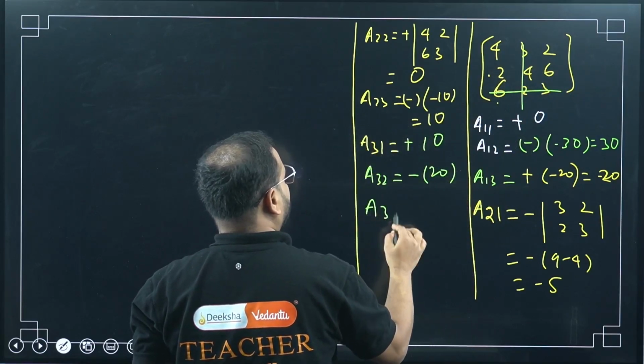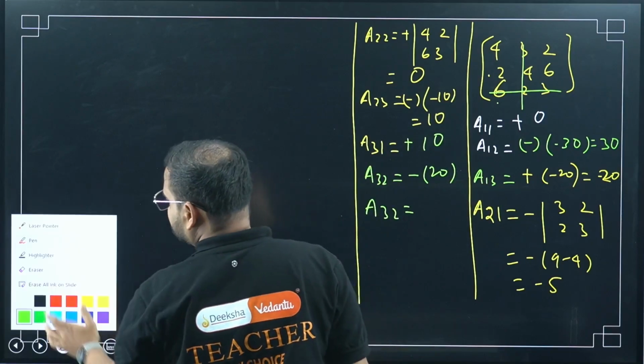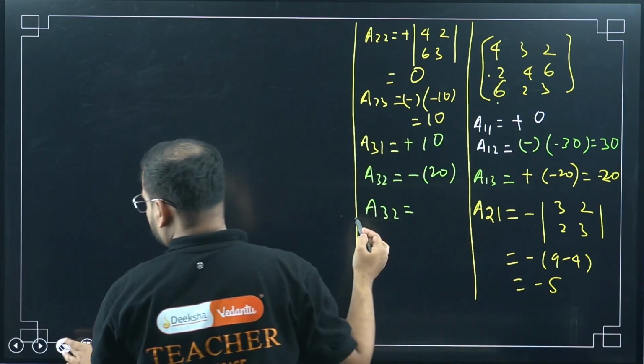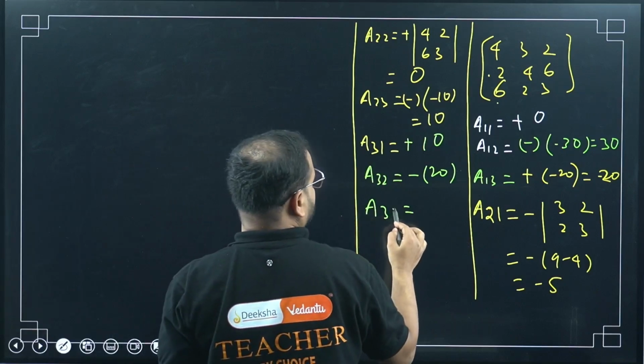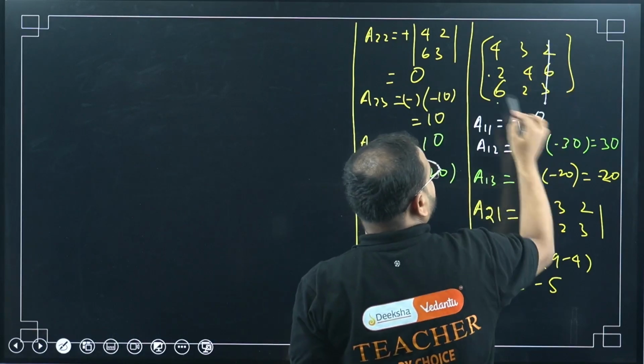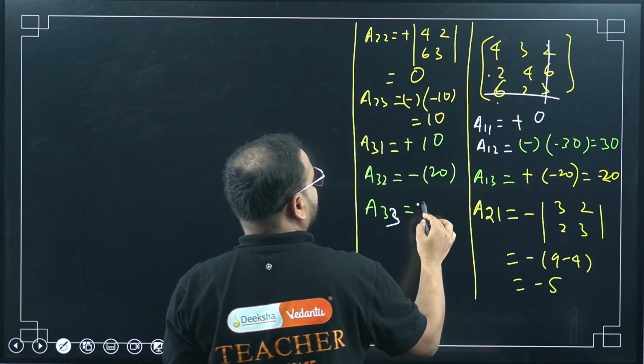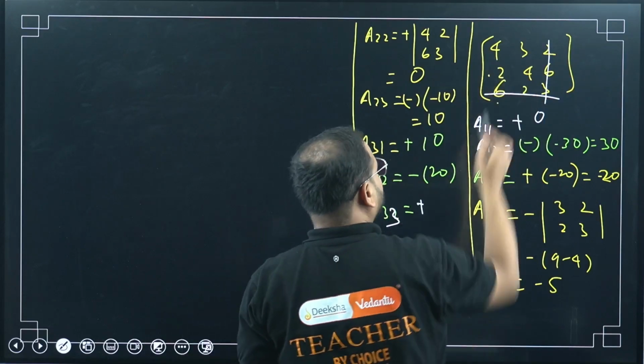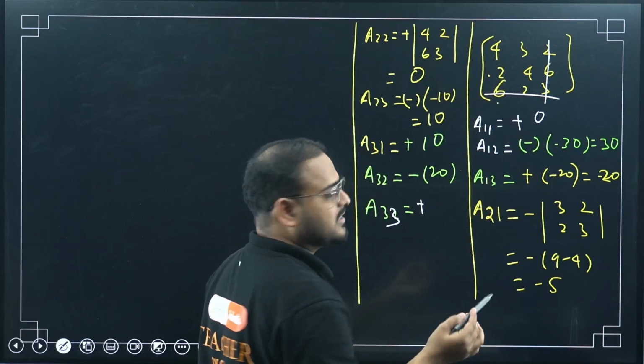Last one. Not A32, A33 I mean. Last one is A33, sir. I'll cancel this one and this one. What am I going to get? Plus sign. 4 times 4 is 16, minus 3 times 2, which is 6. So 16 minus 6 is 10.